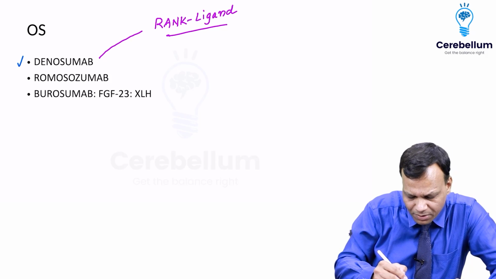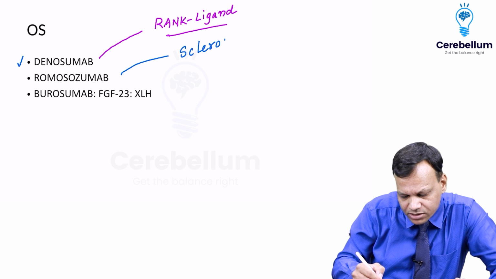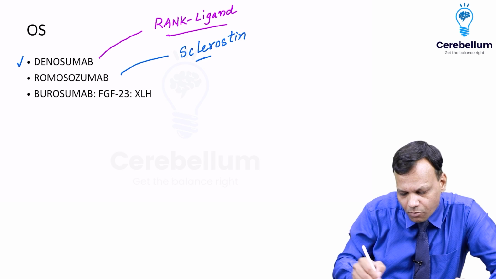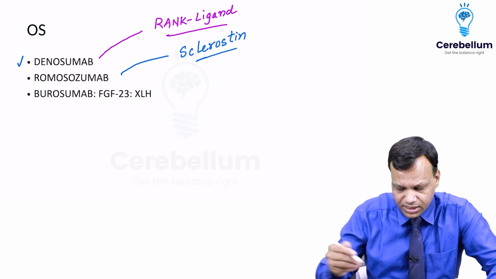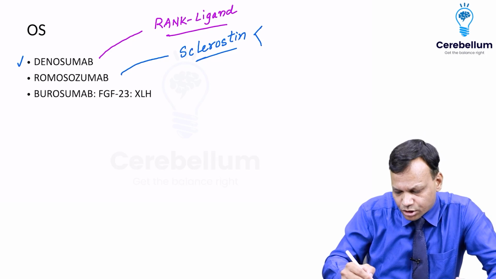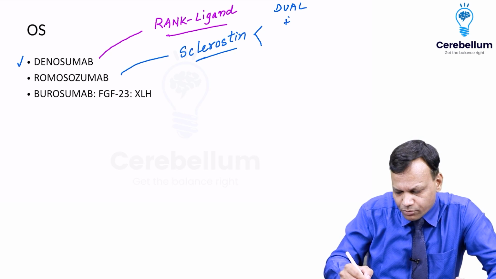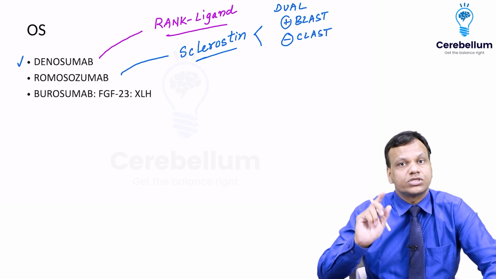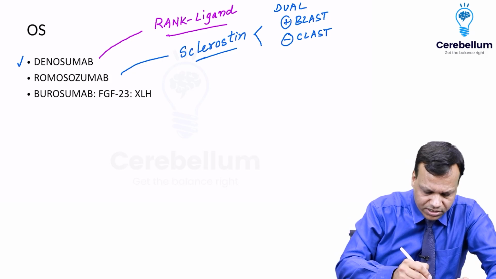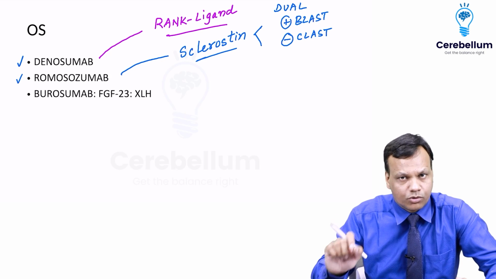Then romosozumab is a new drug. It is monoclonal antibody against a protein called sclerostin. By inhibiting the sclerostin compound, it has dual action, means romosozumab, it stimulates osteoblast also and it inhibits osteoclast also. So by dual action, it is used in osteoporosis. So again, this is also important. Romosozumab has dual action in treatment of osteoporosis.